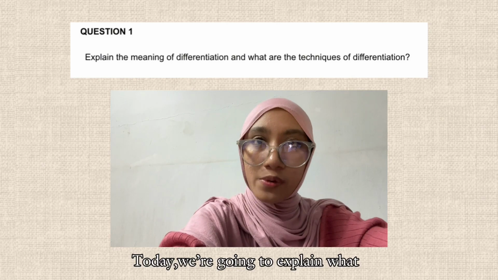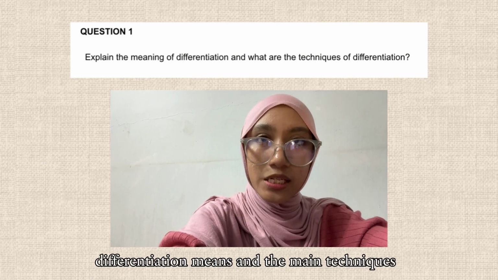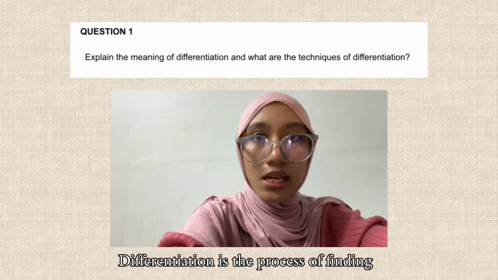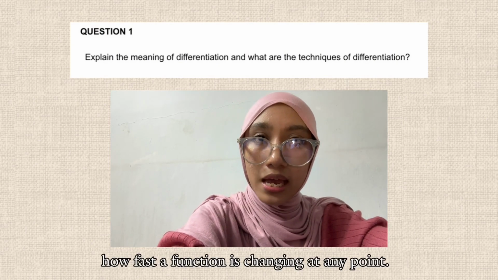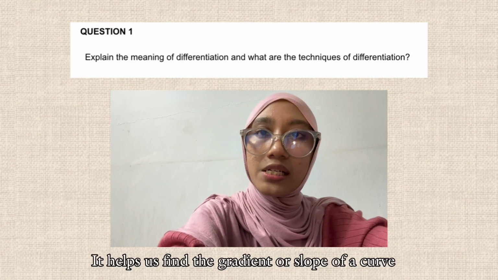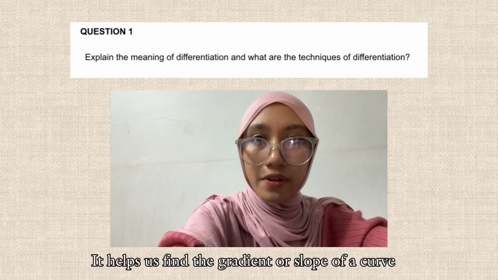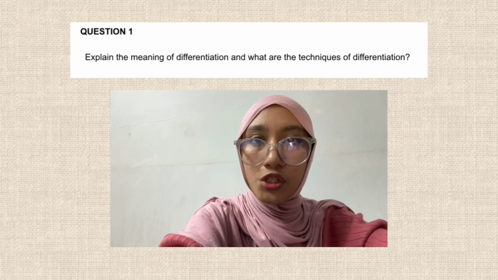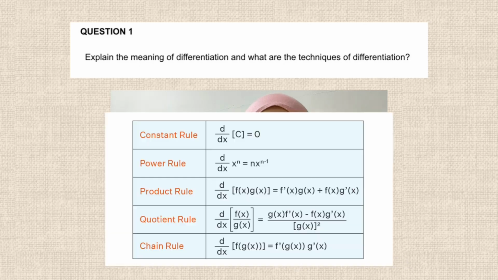We are going to explain what differentiation means and the main techniques we use to differentiate functions. Differentiation is the process of finding how fast a function is changing at any point. It helps us find the gradient or slope of a curve at a specific x value. The result is called the derivative, which shows the rate of change of the function.